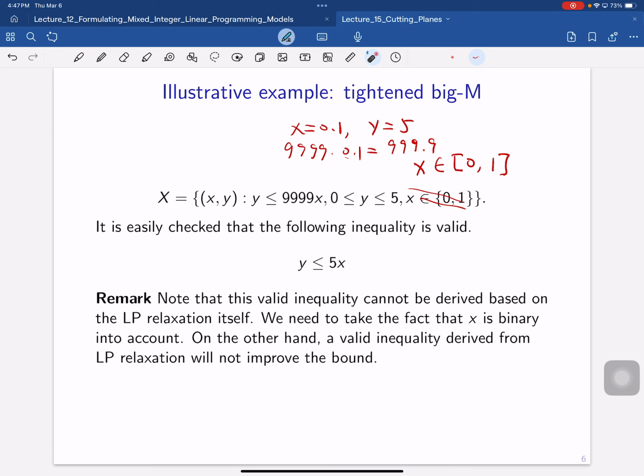But (0.1, 5) clearly violates this inequality, right? So in order to derive this inequality, you have to take into account the fact x is a binary variable, right? And then if you take into account x is a binary variable, you are likely to derive some tighter inequalities than the LP relaxation, right? You cannot really derive something tighter than the LP relaxation from the LP relaxation. Okay.